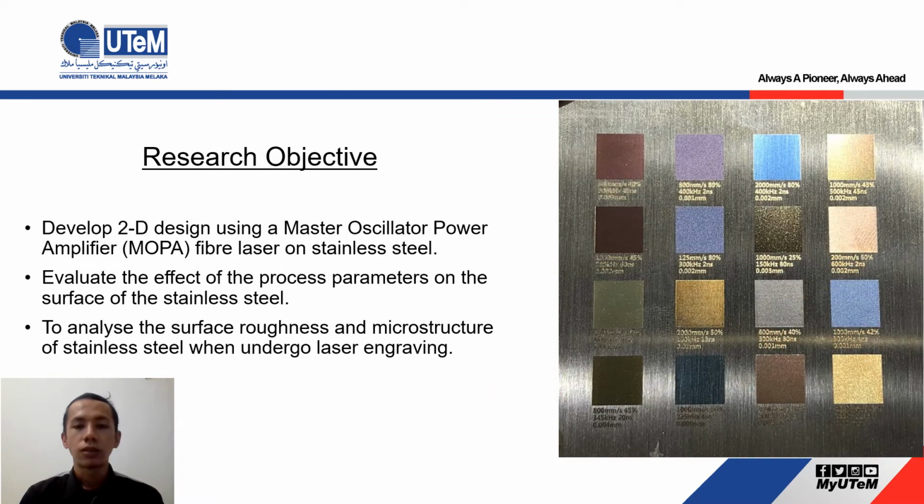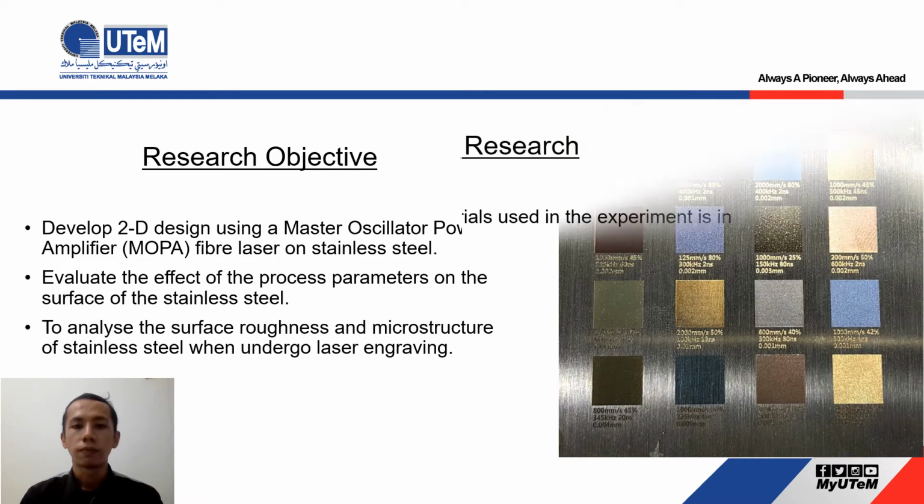The research objective of this experiment is to develop a 2D design using a master oscillator power amplifier or MOPA fiber laser on stainless steel. Second is to evaluate the effect of the process parameters on the surface of the stainless steel. And lastly, to analyze the surface roughness and microstructures of stainless steel when undergoing laser engraving.